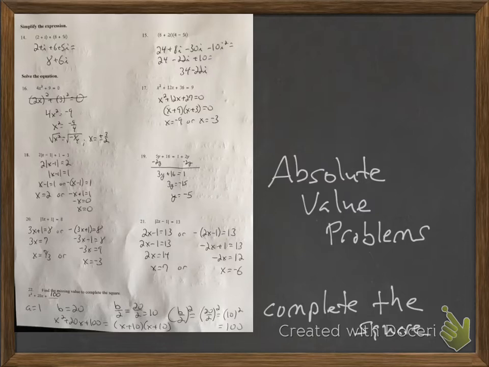This is 14 through 22. Here's a simple question about completing the square. Notice how the b is even, so that makes it more simple. We also have absolute values, and we have adding and subtracting, multiplying imaginary numbers up here at the top.